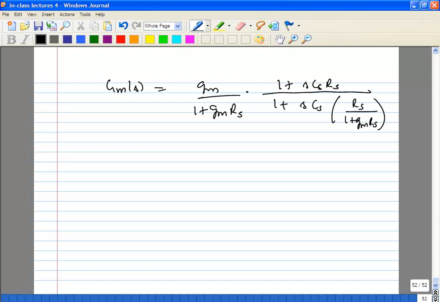Now you're going to make a small approximation. First of all, you're going to approximate that GMRS is much greater than 1. So in this term it just becomes 1 over GM. What is GM over 1 plus GMRS? It's just your DC transconductance, right? GM of 0 times 1 plus SCS over GM.